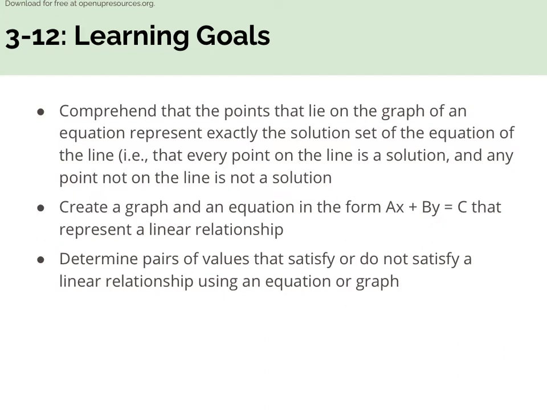So our goal for today is to be able to comprehend that points on a line on the graph of an equation represent exactly the solution set of an equation of a line. And we can create a graph and an equation in the form of ax plus by equals c that represents a linear relationship. We're going to determine pairs of values that satisfy or do not satisfy a linear relationship using an equation or a graph. And again, all of these will make a little more sense once we're done with the lesson for today.